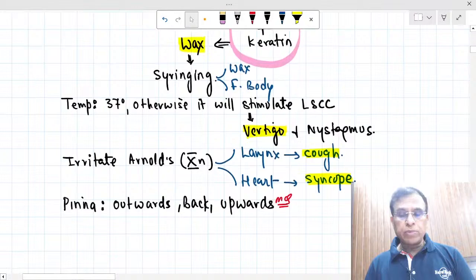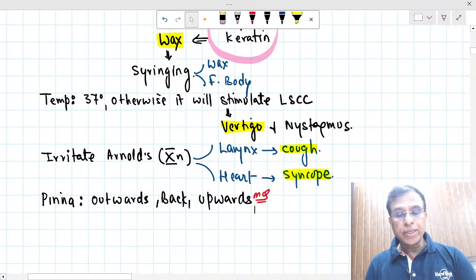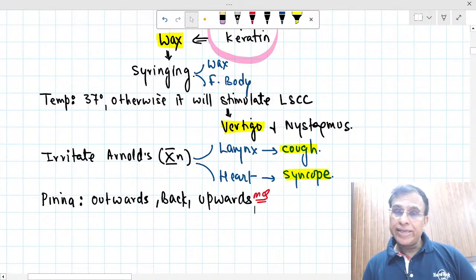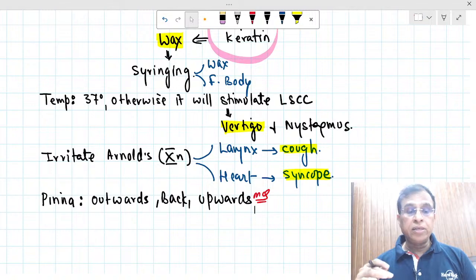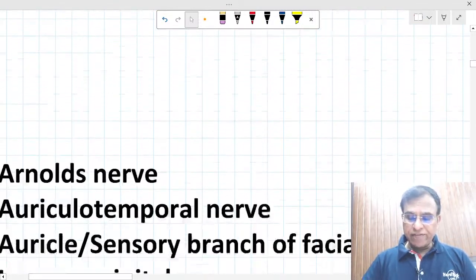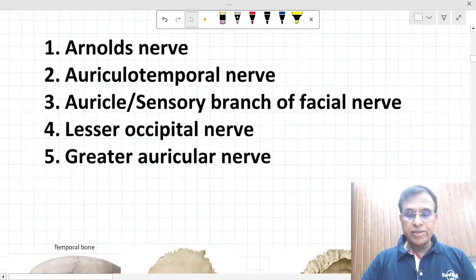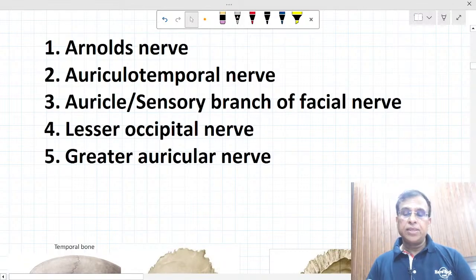So these are the points about the wax and syringing that you must remember. Okay, only this much about the external ear. But I told you I'll give you the names of the nerves that supply the external ear. How many nerves in the external ear? There are 5 nerves that supply the external ear. Here are the names of the nerves. 5 nerves. Now 2 things here.